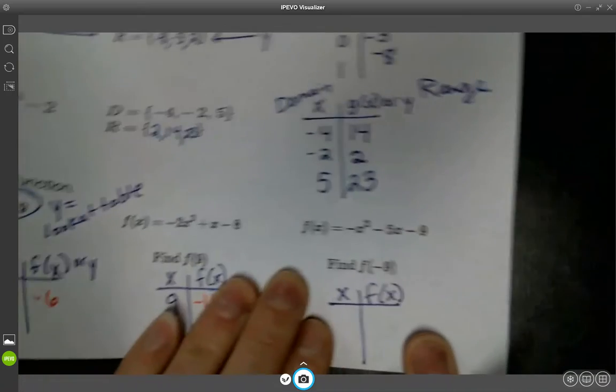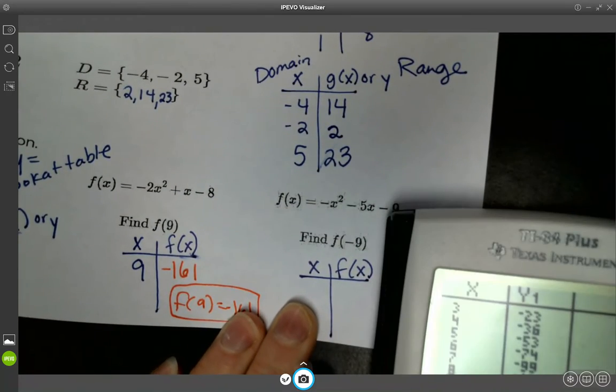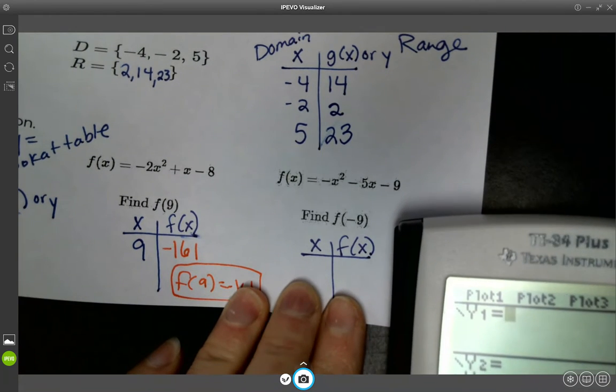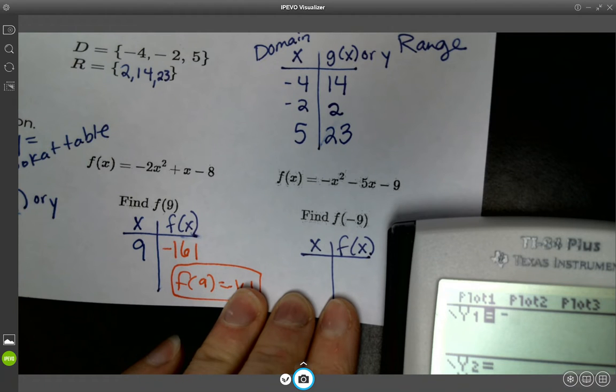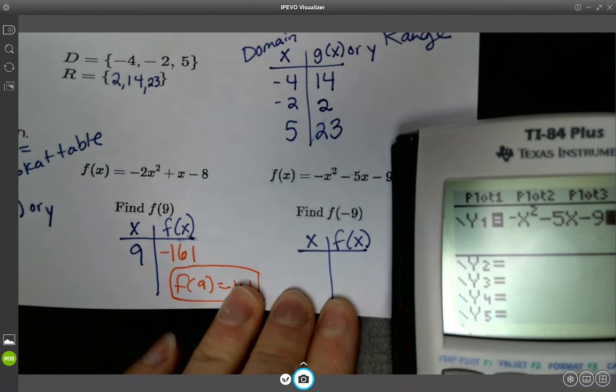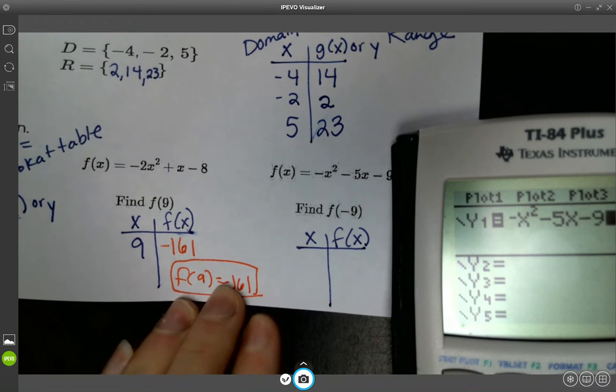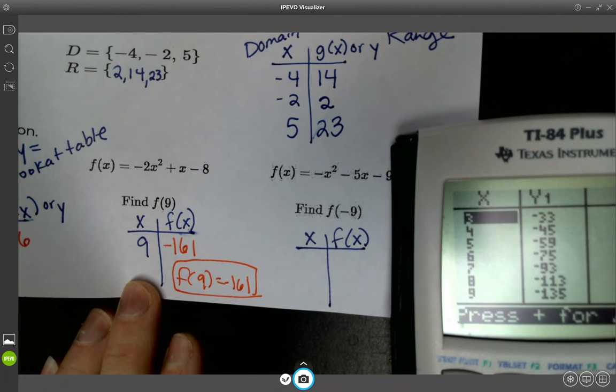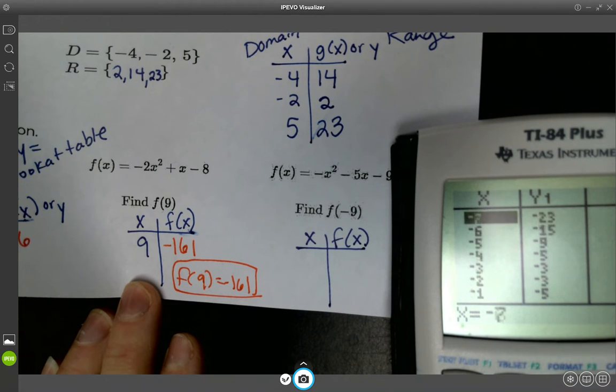Okay, and then the last one, negative x squared minus 5x minus 9. Go in to y equals, clear out what's in there. Plug it in, negative. Make sure you're using the negative sign. X squared minus 5x minus 9. Is that f of 9? Wow. And then we look at where f is negative 9, so we go the opposite direction. And it's negative 45, yeah.